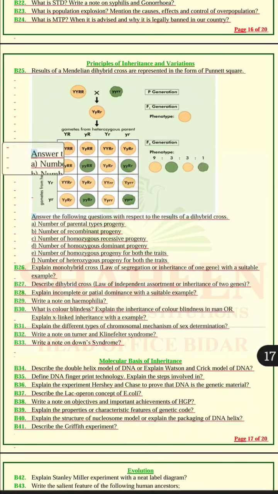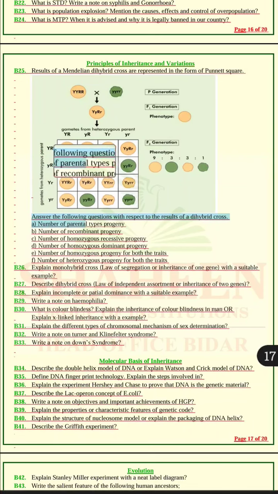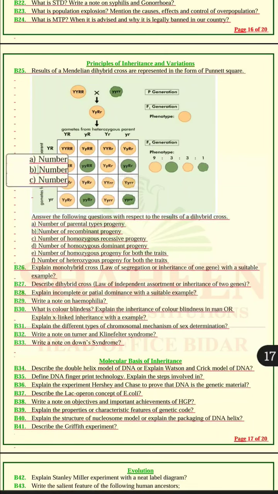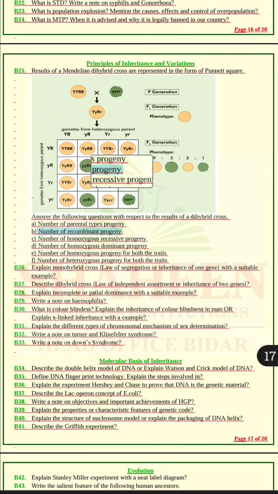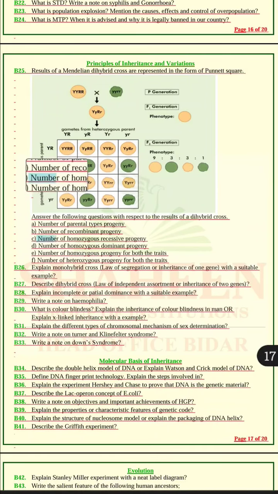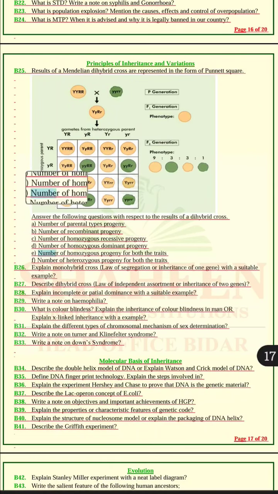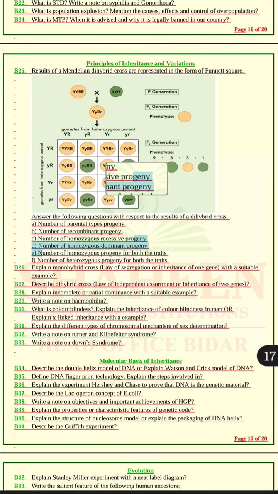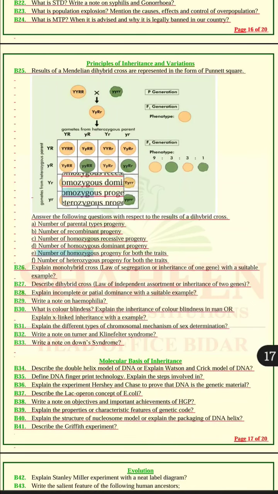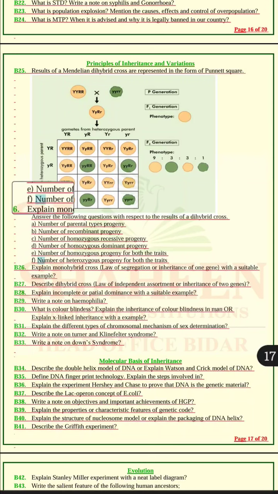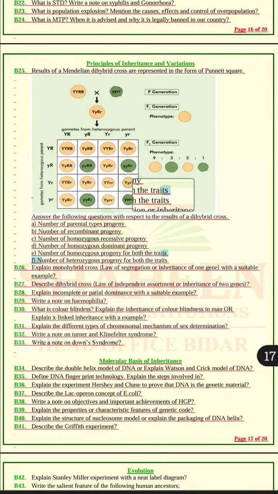Okay, and the first question is A, number of parental types progeny, and B, number of recombination progeny, and C, number of homozygous recessive progeny, and D, number of homozygous dominant progeny, and E, number of homozygous progeny for both the traits. Question F, number of heterozygous progeny for both the traits.